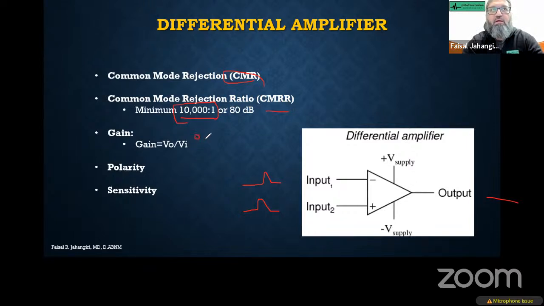So the error rate is 0.0001. If it is rejected less than that, if you have 1 in 5,000 or 2 in 10,000, that's a bad differential amplifier, and we don't want that to be used. If it is better than that, so if you have 1 in 20,000, that's very good. That's fine, but we don't want less than 10,000 to 1.